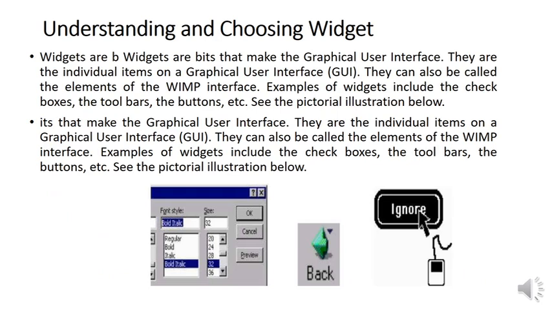Widgets are bits that make the graphical user interface. They are the individual items on a graphical user interface. They can also be called the elements of the window, icon, menu, and pointer interface. Examples of widgets include the check boxes, the toolbars, the buttons, etc. See the pictorial illustration below.